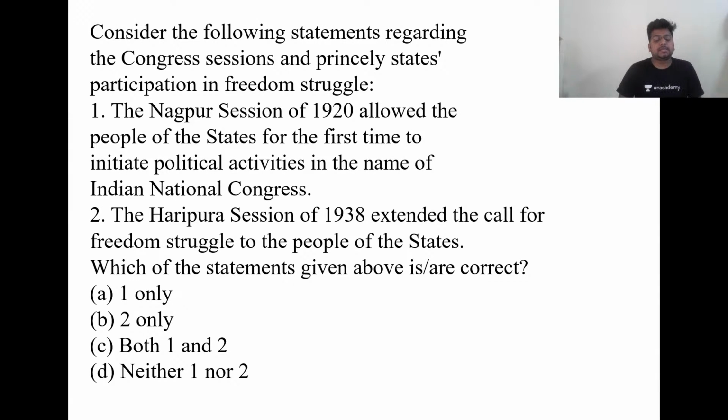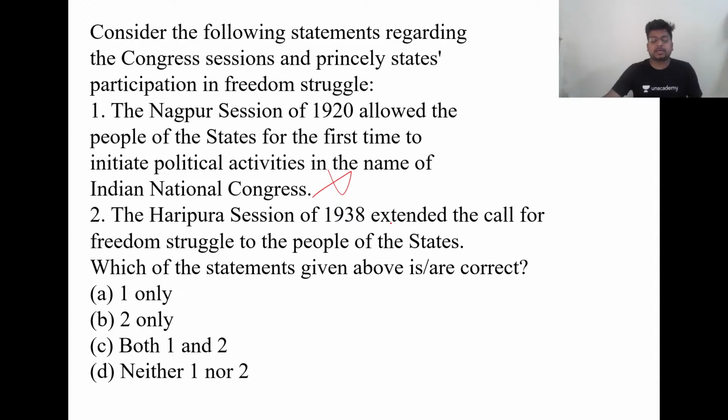The Congress, for the first time at its Nagpur session, initiated its policy towards people's movements in the princely states. It called on princely states to grant full responsible government, but the people of the states could not initiate political activity in the name of Congress. So the Nagpur session did not allow the states to initiate political activities in the name of the Indian Congress. So this is wrong.